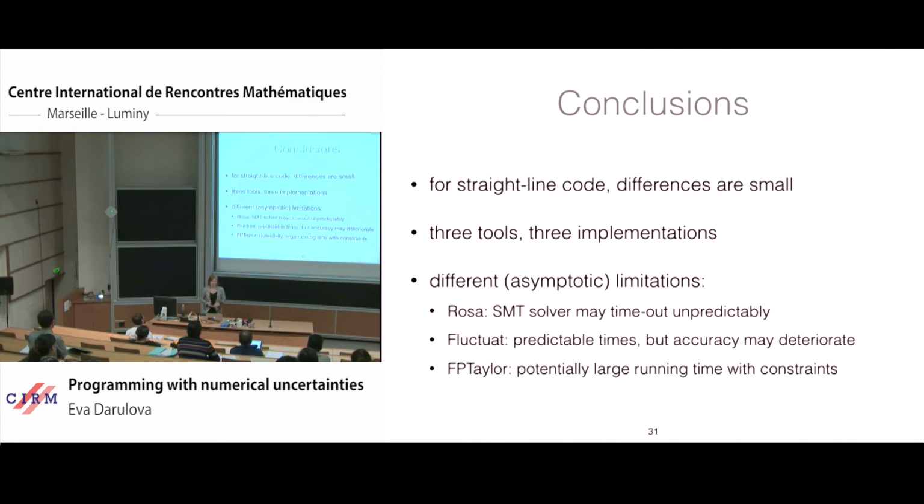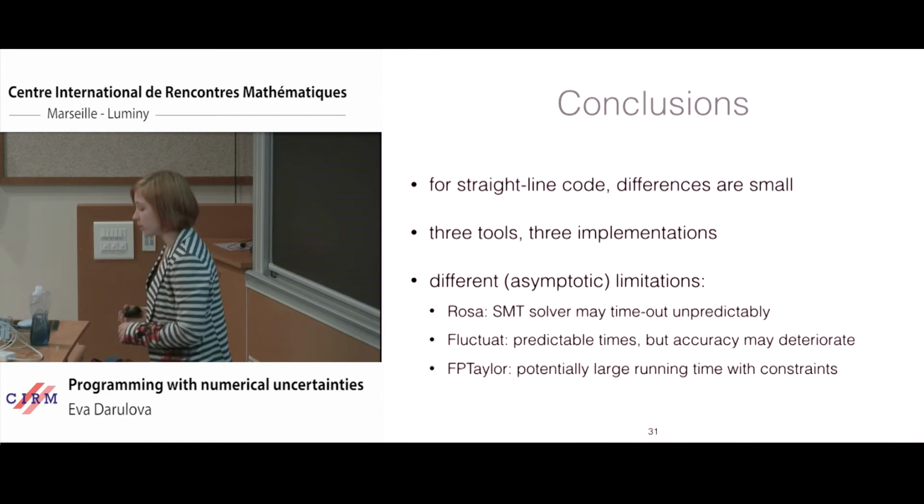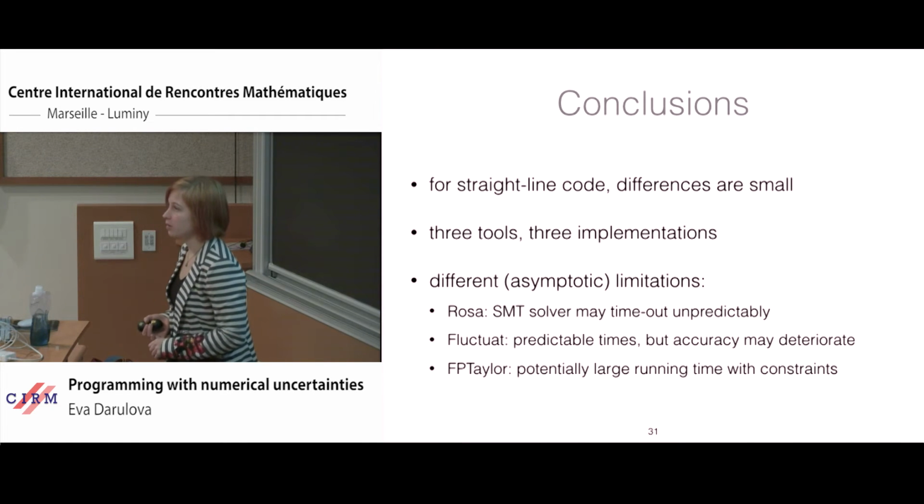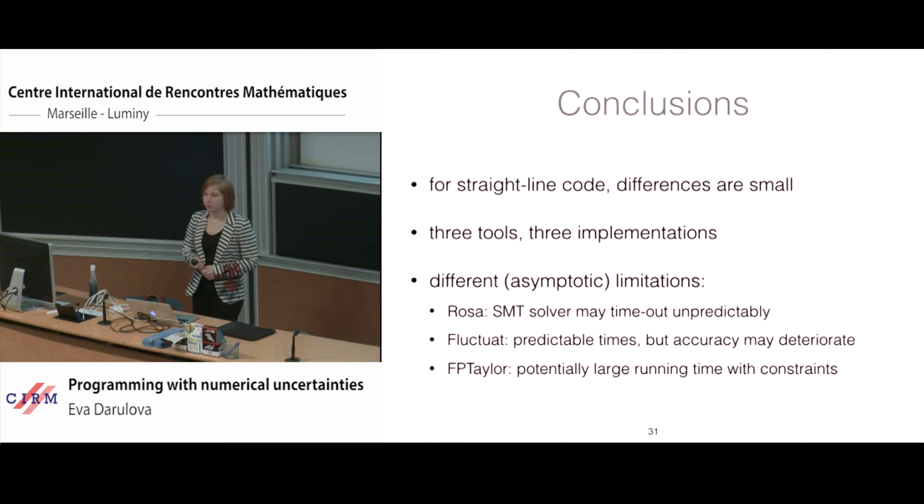Although for the benchmarks we considered, we were reasonably happy with the performance. Fluctuat has very predictable times, so it'll come back to you within a second or 2. However, the accuracy may deteriorate once you have additional constraints on your inputs. And the interval subdivisions may not scale too much once you really look at larger codes. And for FPTaylor, you get potentially really large running times once you add constraints. So look at what your code does and pick your tool. That's my conclusion from this.